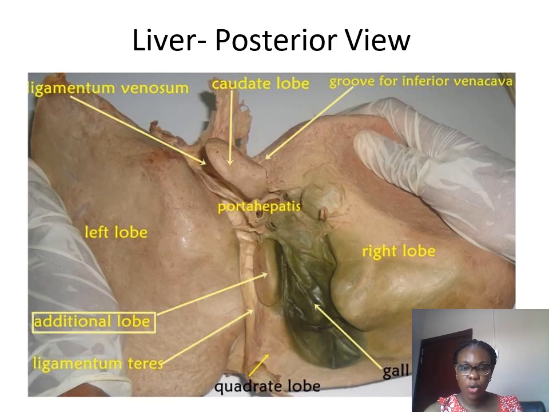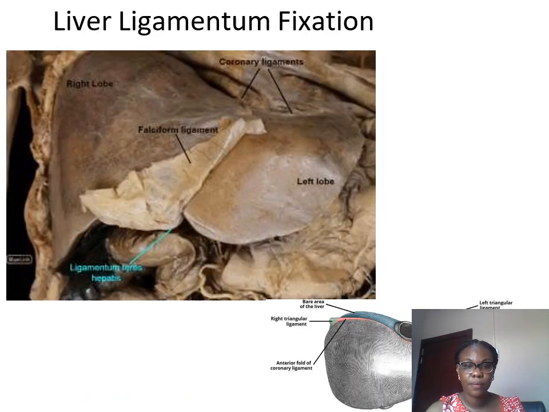Now the posterior view, that's as though you're looking at the liver from underneath or from the back. This is what it looks like. The gallbladder is sitting there. Then you have another additional lobe. You have this ligament. This is the left lobe and the right lobe. This is still the liver.